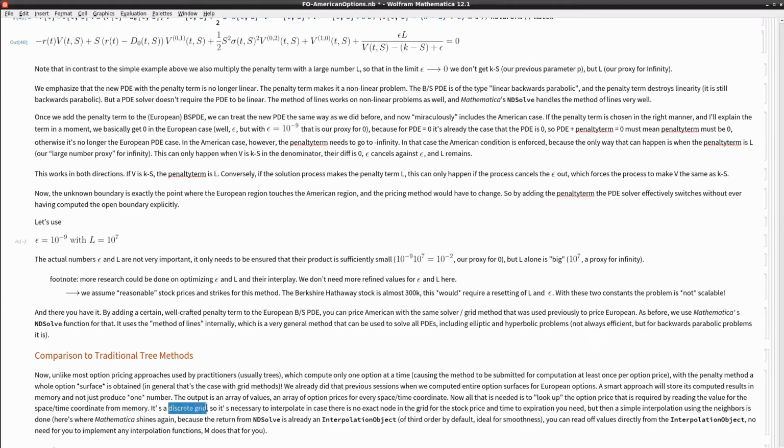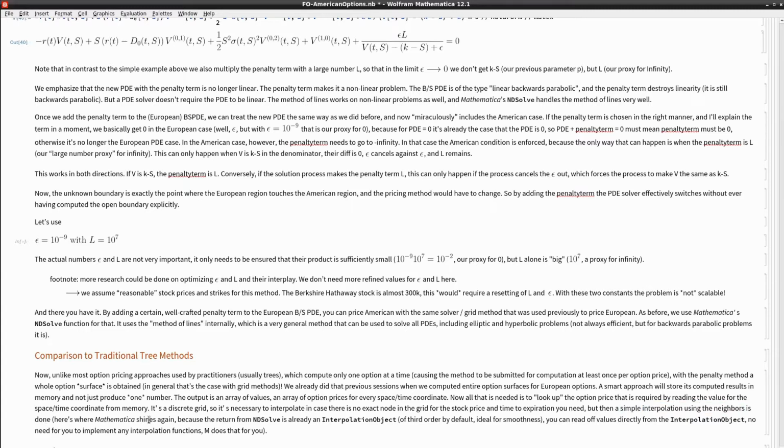And we have a discrete grid, so it's necessary to interpolate in these cases, because usually what we are requesting will not be a node point. So we have to interpolate to get infinitely many solutions between all the node points. But then we can use a simple interpolation using the neighbors.